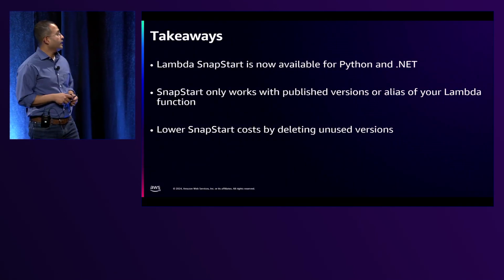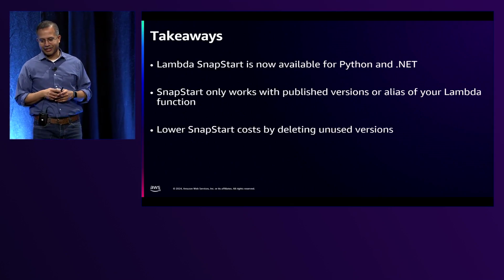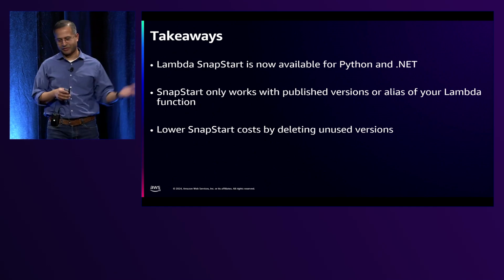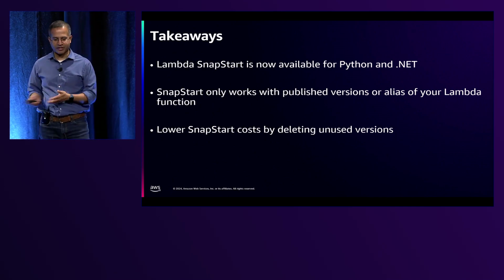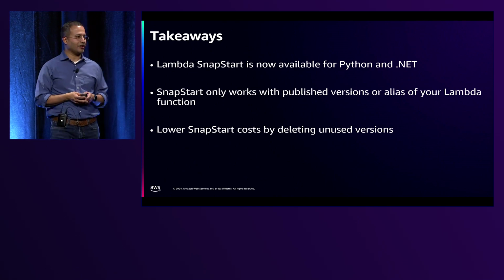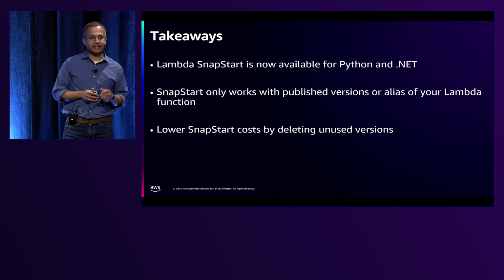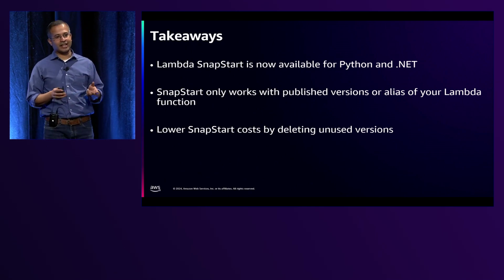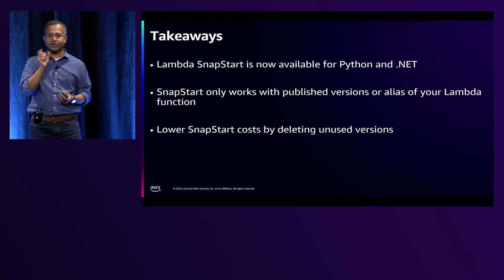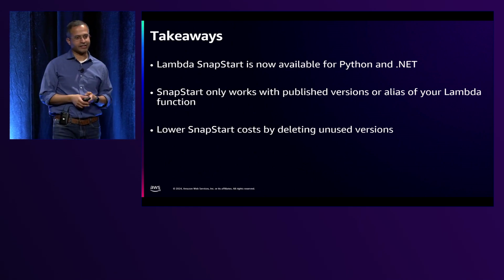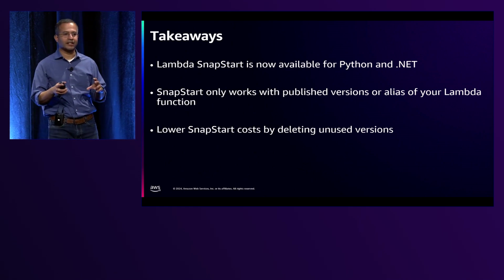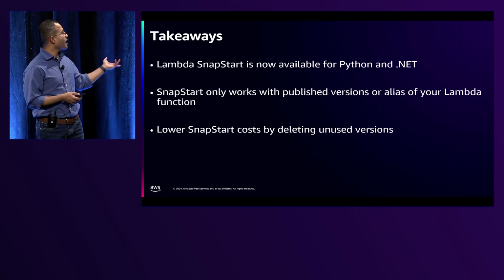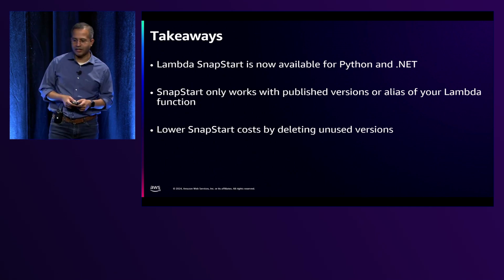All right, with that, quick takeaways. I know we covered a lot of ground today, but SnapStart is available for Python, .NET, and previously, as is the case with Java. Again, a callout that SnapStart only works with the specific function version or the alias. If you're not specifying the version during an invoke, then even though SnapStart may be enabled for a function, you're not receiving the benefit of it. And then you can lower your costs by deleting unused versions.